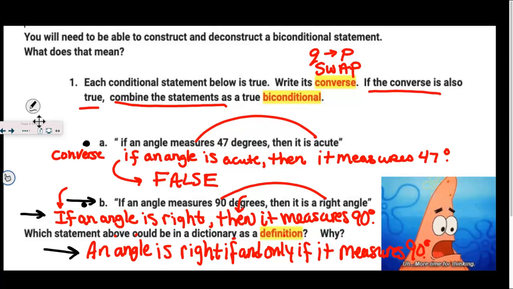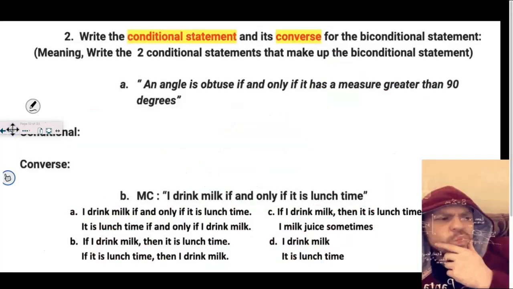It works forward and backwards. If it's 90, then it's right. If it's right, then 90. For acute, I cannot have this be the definition of an acute angle. It would not say, if an angle is acute in the dictionary, it would say it measures 47. It'd have to say it measures less than 90. So again, to be a good definition, they have to be true, forwards and backwards. The original and the converse.